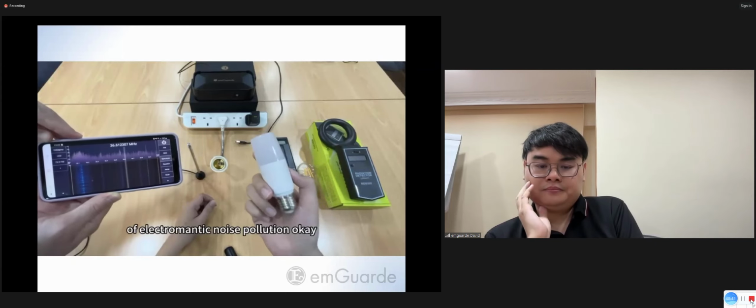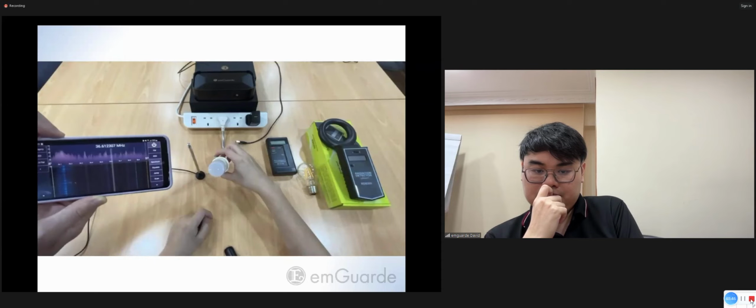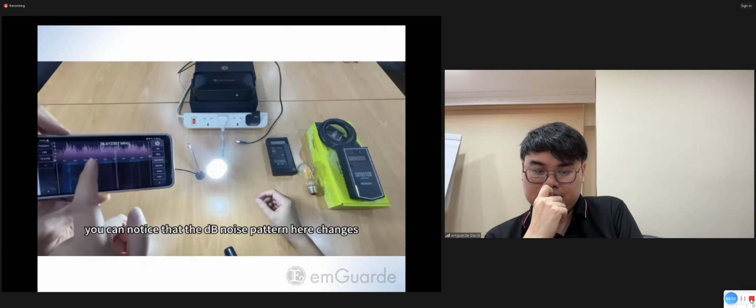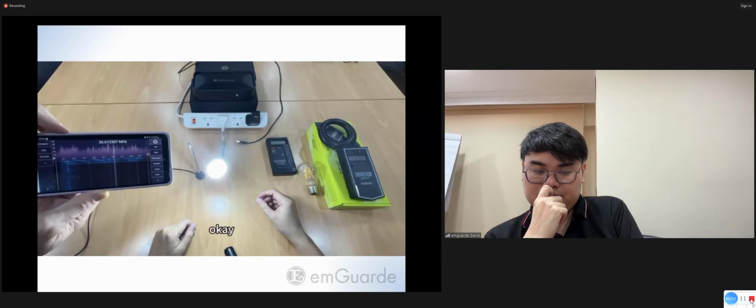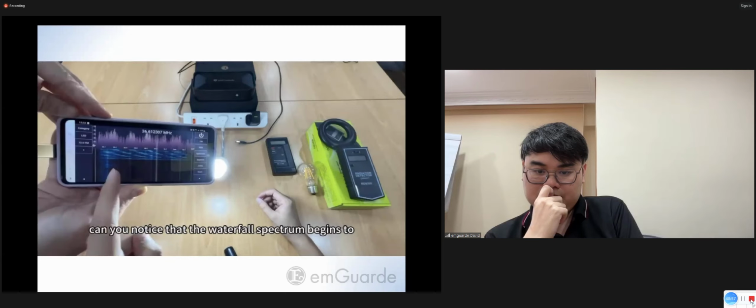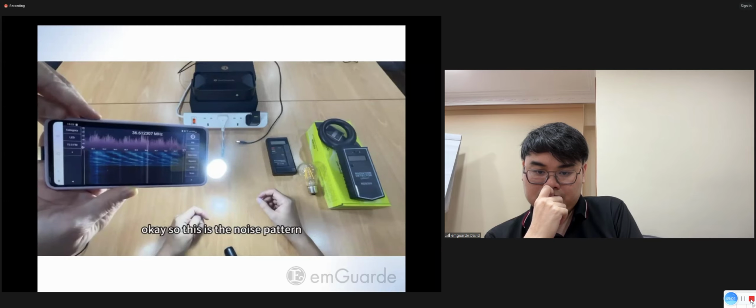Now, as soon as I hook up this LED light bulb, look at this software. When I turn on the LED light bulb, as you can see, you can notice that the dB noise pattern here changes, okay? And if I just move closer to the screen, can you notice that the waterfall spectrum begins to have all these different wavy lines, we call it, okay? So this is the noise pattern.